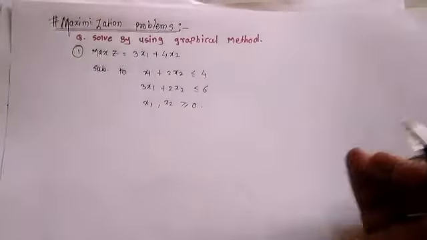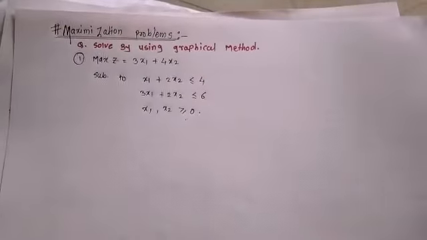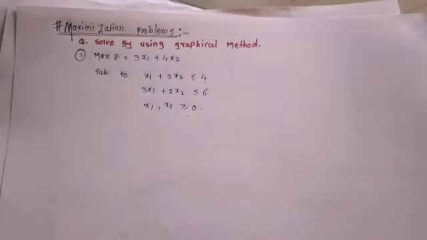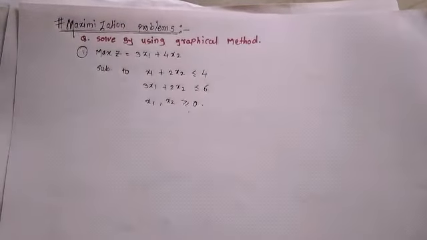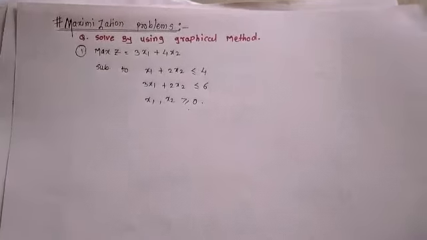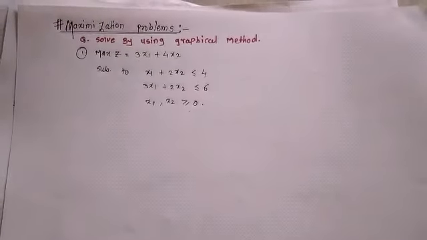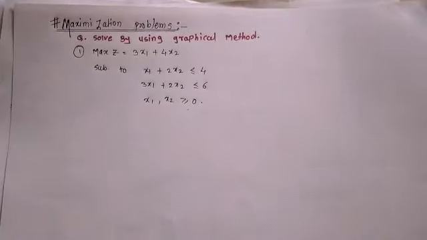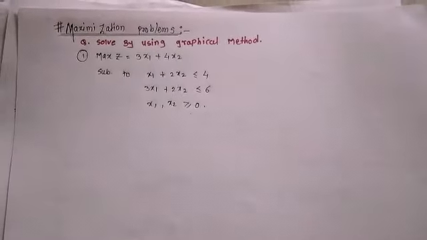Okay, good afternoon. Now we are at the graphical method. As I already told you, in the graphical method there are two kinds of problem: maximization and minimization problems. With the help of a few examples we are going to study the graphical method in detail.